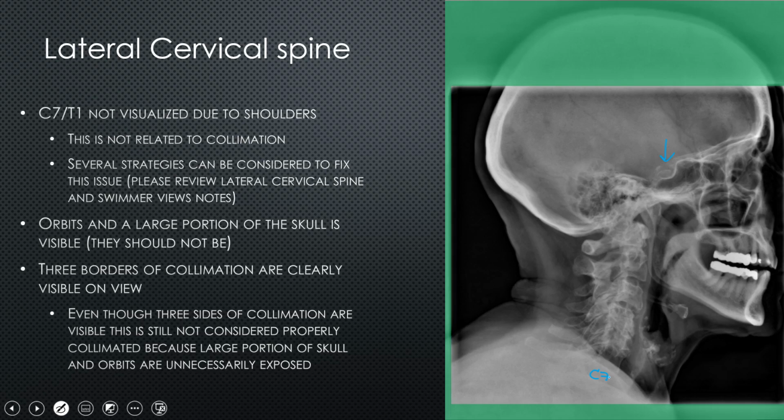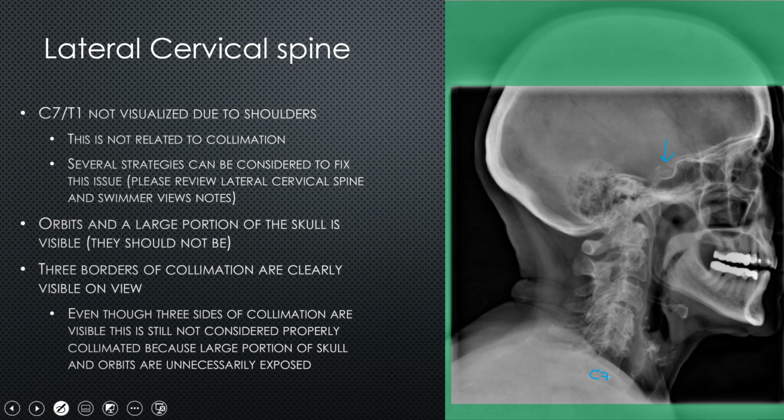So like I said, as best as we can see it, but C7 to T1 isn't really visualized due to the shoulder. That's not necessarily a deal breaker because some patients have broader shoulders. Sometimes it's a little difficult for patients to lower their shoulders as best as they can. So other things can be considered, like doing a swimmer's view, which is a view that we specifically use to assess C7 T1.